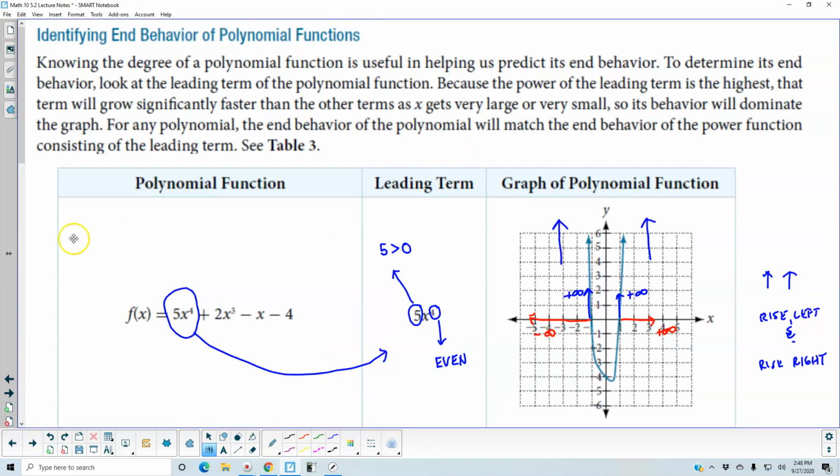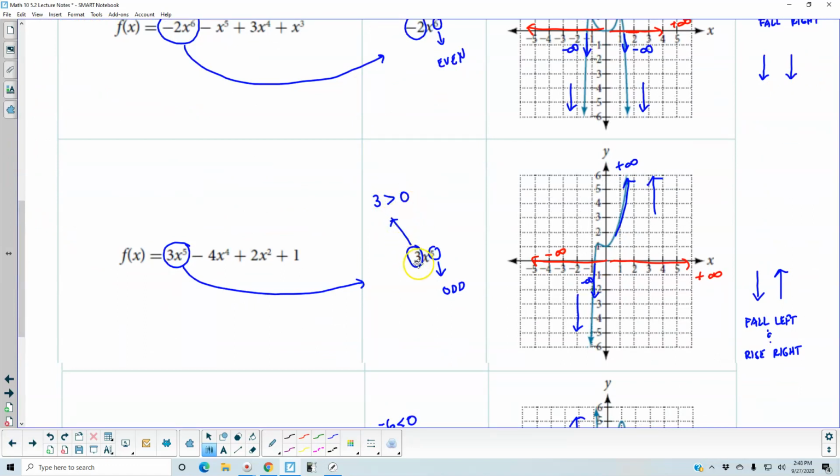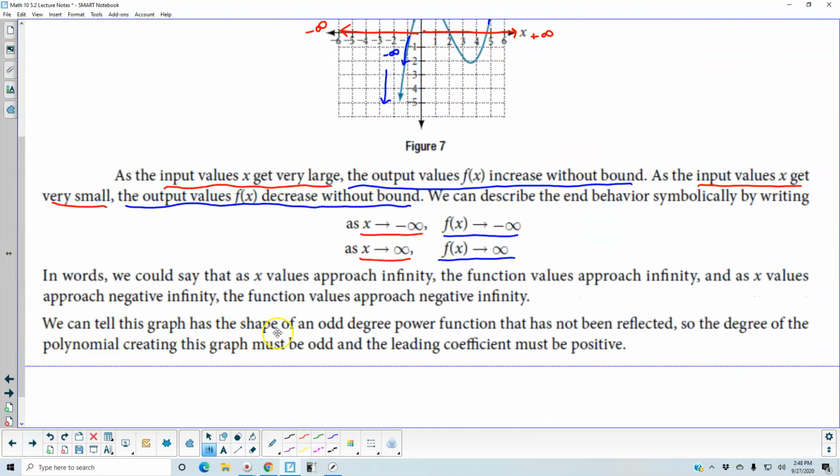Well, what do we know about that? When that happens, we're going to have a positive leading coefficient with an odd power. And that's how we're getting this answer here. We can tell that this graph has the shape of an odd degree power function that has not been reflected because it's falling on the left and rising on the right. So the degree of the polynomial creating this graph must be odd. And the leading coefficient must be positive.